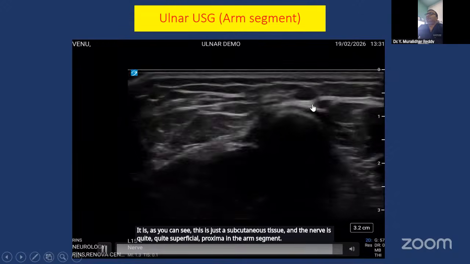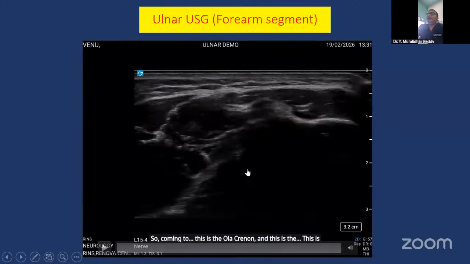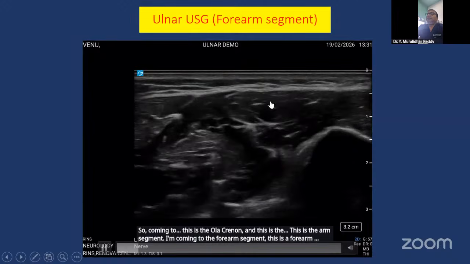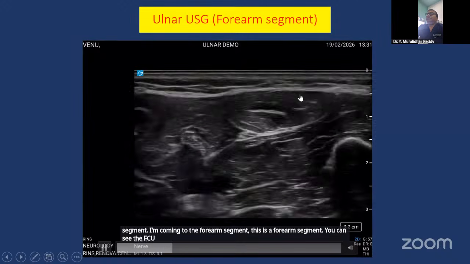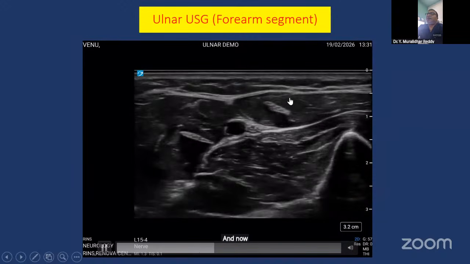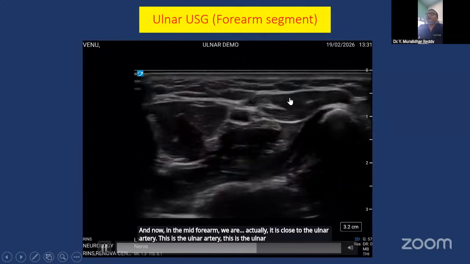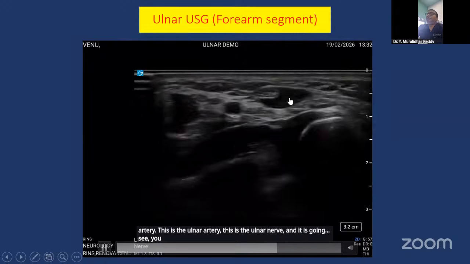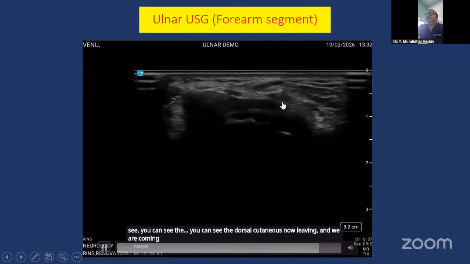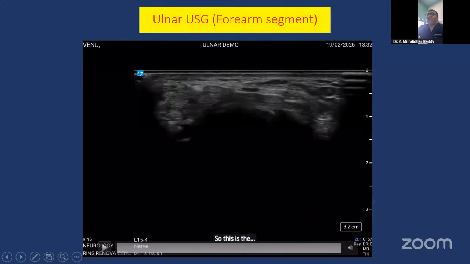So coming to this, this is the olecranon, and this is the arm segment. And coming to the forearm segment, you can see the FCU. FCU is the one which has a central tendon, which is actually seen. And now in the mid forearm, it is close to the ulnar artery. This is the ulnar artery. This is the ulnar nerve. And you can see the dorsal cutaneous nerve leaving, and we are coming till the level of the wrist. So this is the way we actually do.